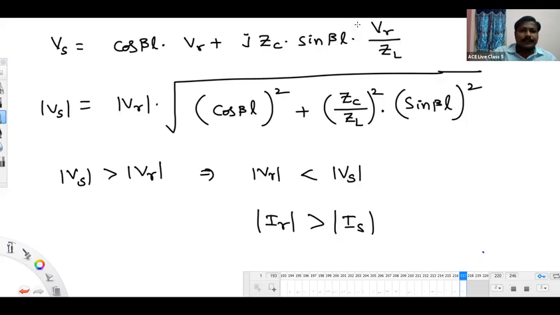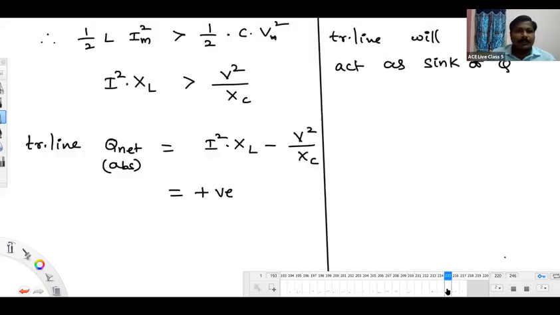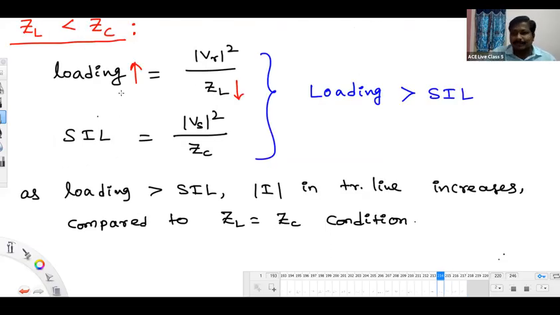Yesterday we discussed a condition that ZL is less than ZC, where I said that if ZL is low in number, obviously loading on the transmission line will be greater compared to SIL. For example, if ZL is greater than ZC, then what will happen? If ZL is more, this denominator is more, loading will decrease. Loading will decrease compared to SIL. So I can say loading will be definitely less compared to SIL.